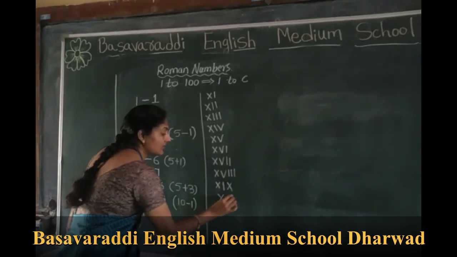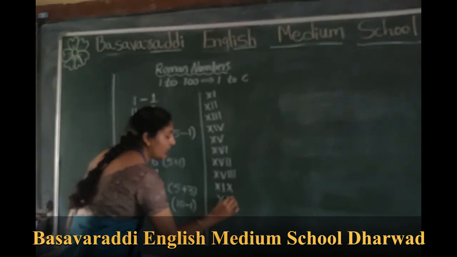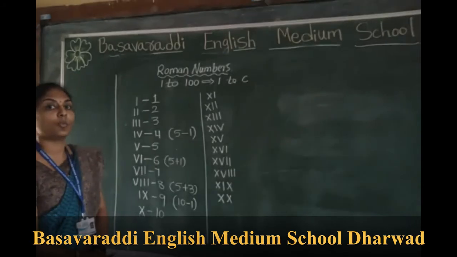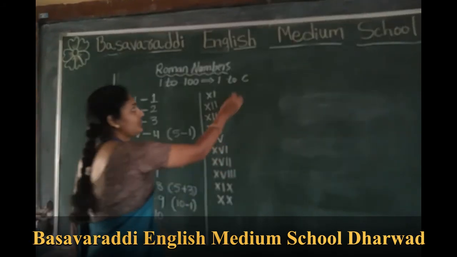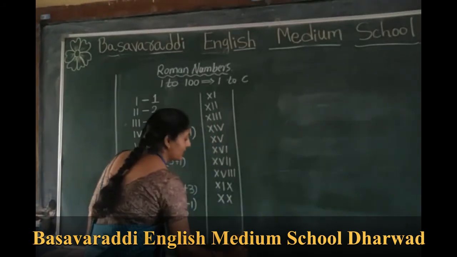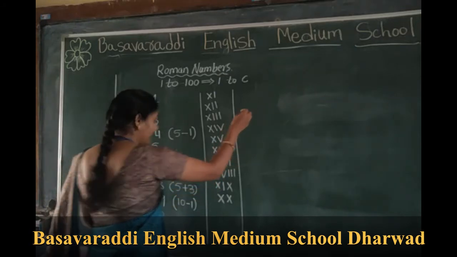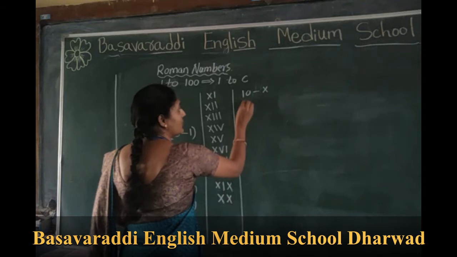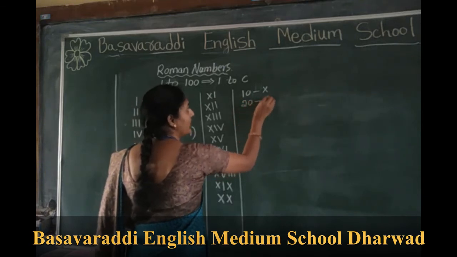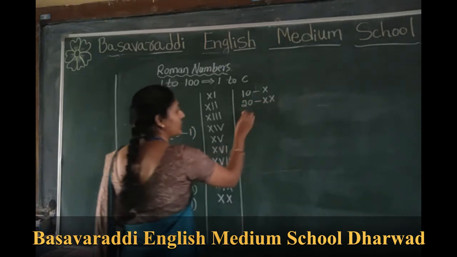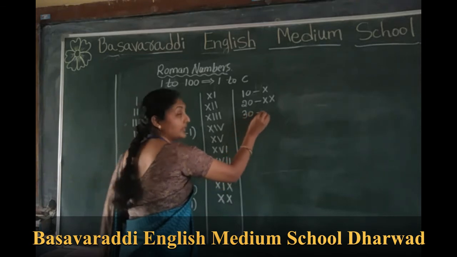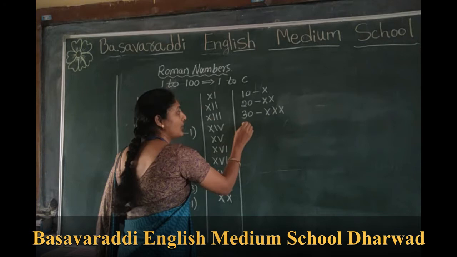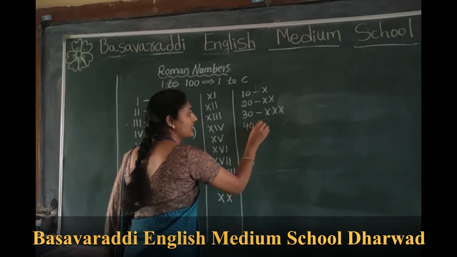X and X. These two show the 20. How to write the 20 here? 2X. The two Roman numerals are repeated. Same as 10 is equal to 1X, so 20 is equal to 2X here. We apply the first rule, and 30 is equal to 3X. Okay. Then how to write the 40 here?